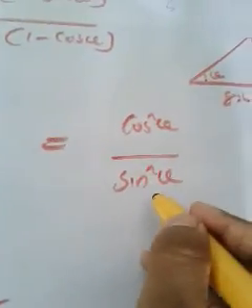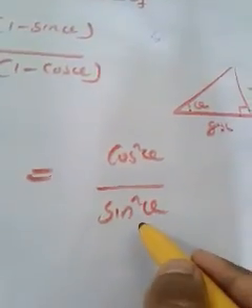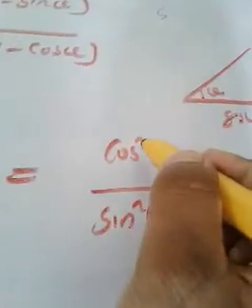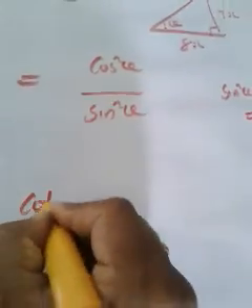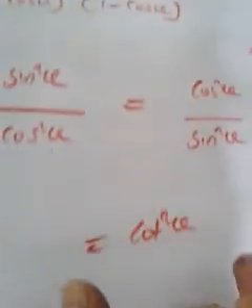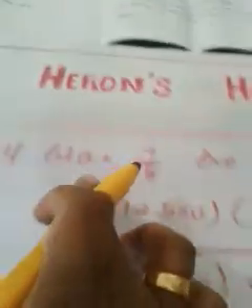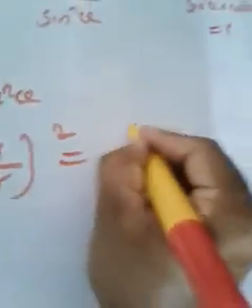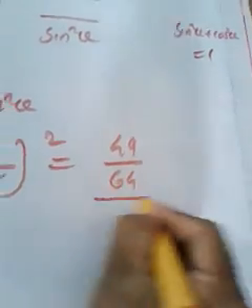See, what is cos square theta by sin square theta? What is cos theta by sin theta? Cot theta, no? So cos square theta by sin square theta is cot square theta. That means we simplified this term as cot square theta. What is cot theta? Cot theta is given as 7/8. Then what will be cot square theta? 7/8 all square. That is nothing but 49/64. That is the answer for the question.